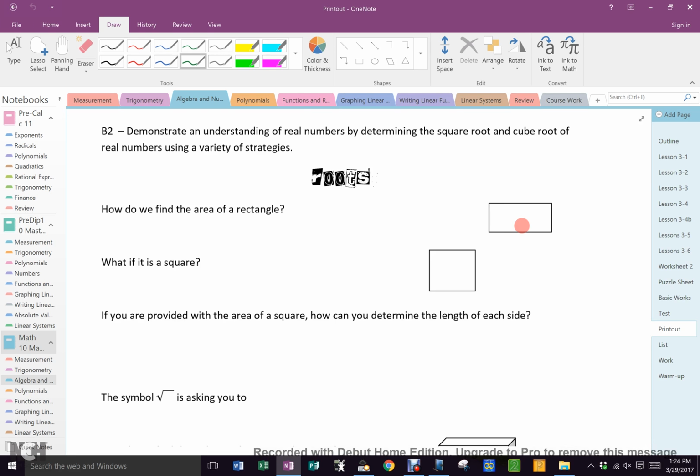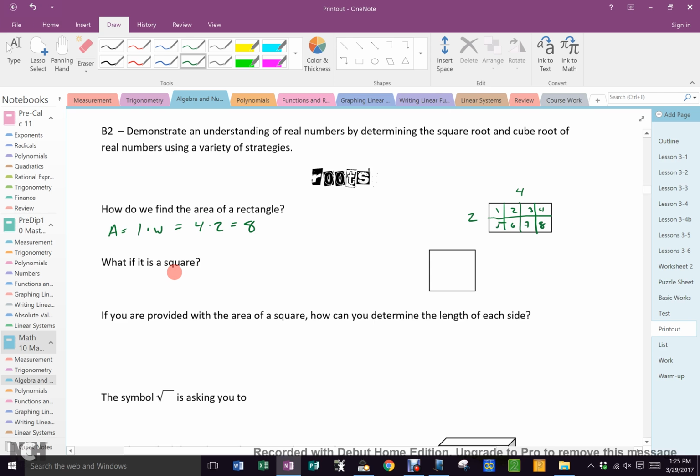Length times width. So if I were to do this, that's got a width of 2 and a length of 4. So area equals length times width, which in this case is 4 times 2, which is 8. And 1, 2, 3, 4, 5, 6, 7, 8. Everybody agree, right? Easy peasy lemon squeezy. Mrs. Bagcrumble taught you that in grade 2.